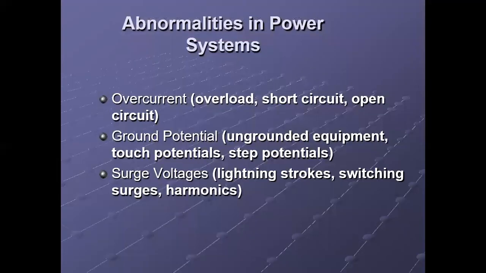Abnormalities in power system: overcurrent. Overcurrent happens due to overload, short circuit, and open circuit. Then the second one is ground potential. It happens due to ungrounded equipment, touch potentials, and step potential. Then surge voltages. Surge voltages happen due to lightning stroke, switching surges, and harmonics.